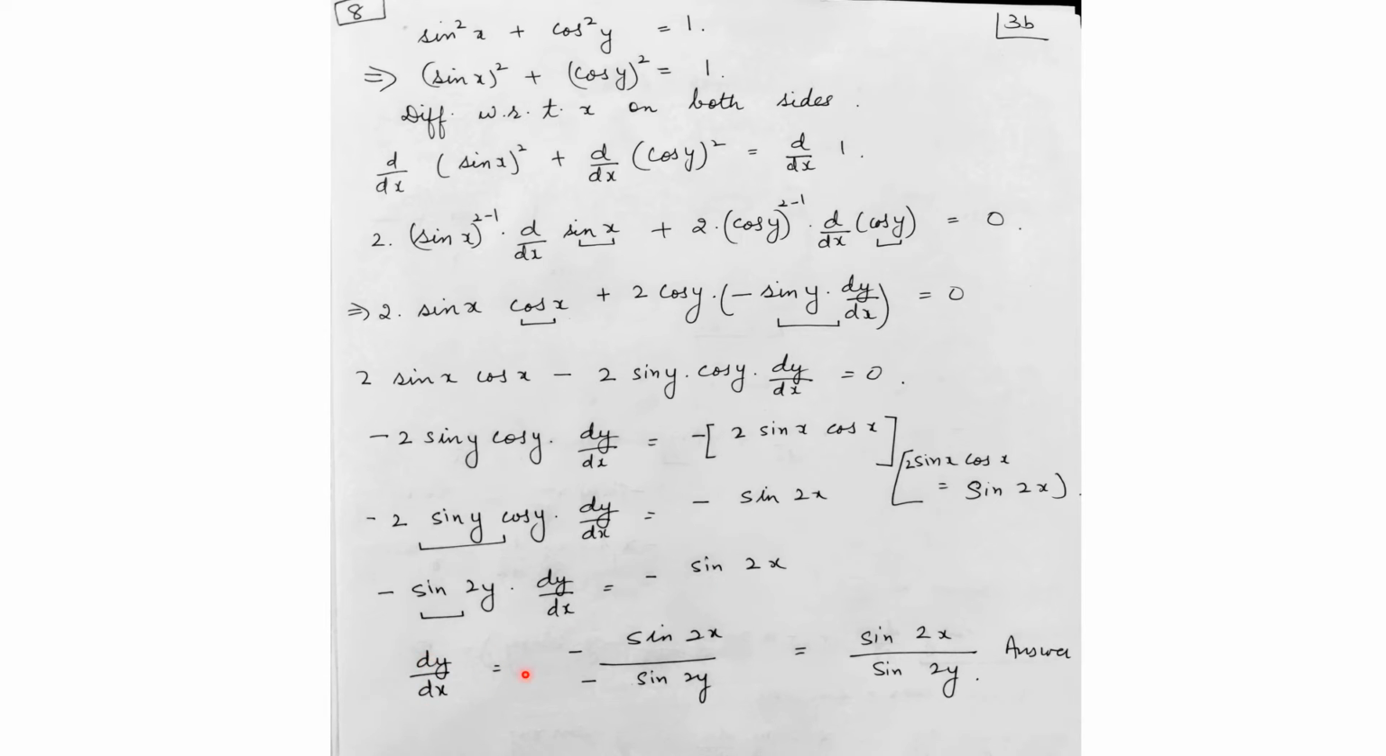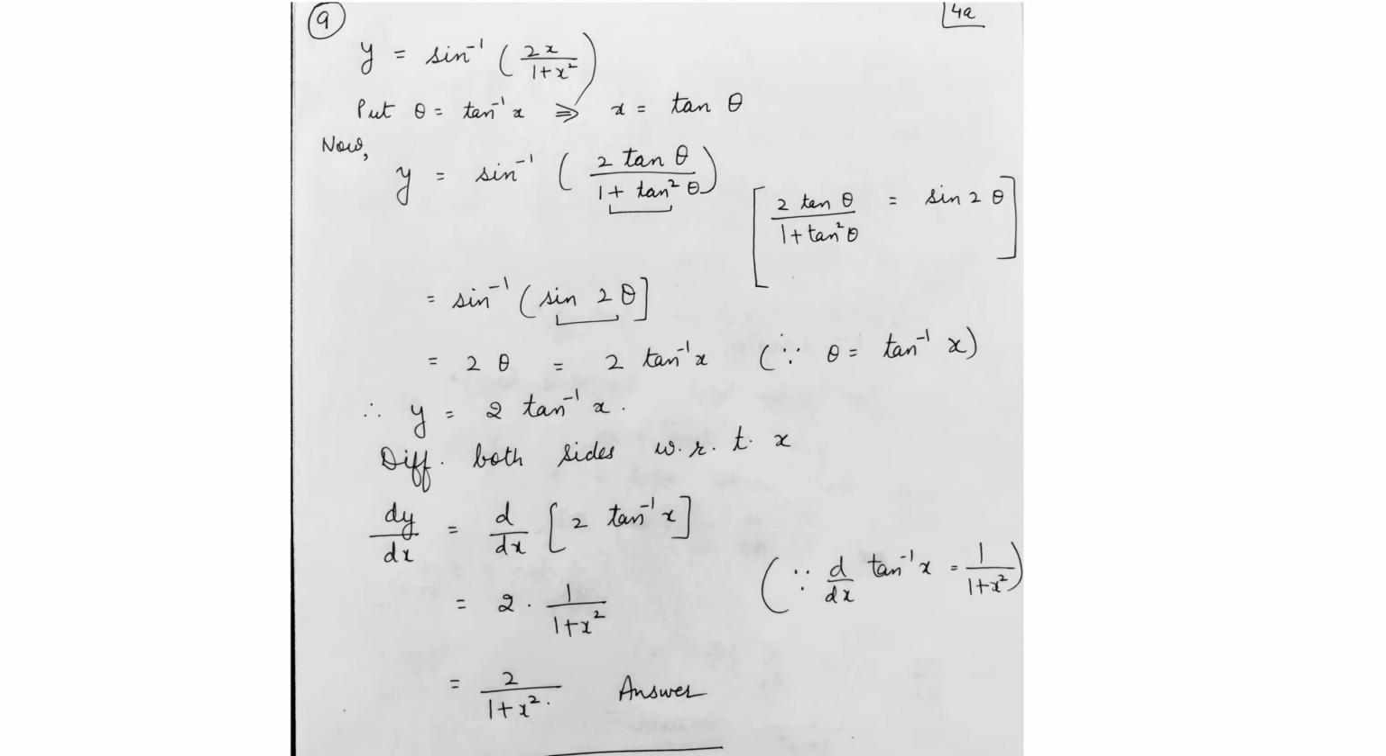Now dy by dx is equal to minus sin 2x whole upon, this will go towards that side. It will come in the denominator. You will get minus sin 2y. Now the minus minus sign stands cancelled. The answer comes out to be sin 2x whole upon sin 2y.